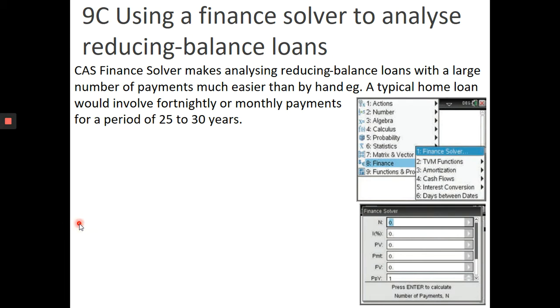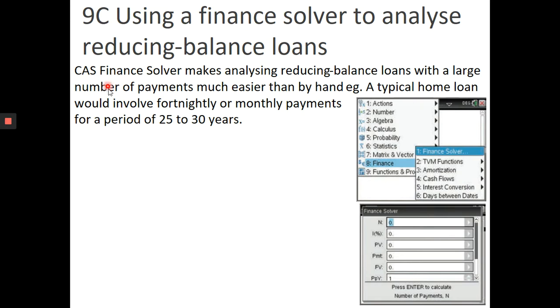So you've just done amortization tables, so you guys should be experts with your CAS now. So the Finance Solver. Finance Solver is a really, really useful tool on your calculator to help you with reducing balance loans. With a large number of payments, it's easier to handle than doing it by hand. You can still do it by hand, but it's much easier to use the Finance Solver.